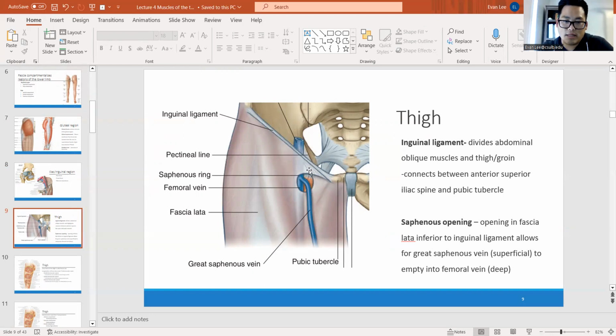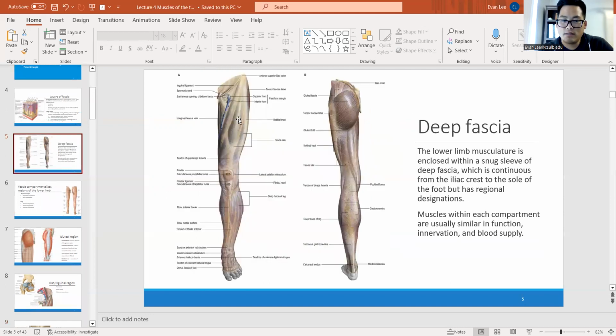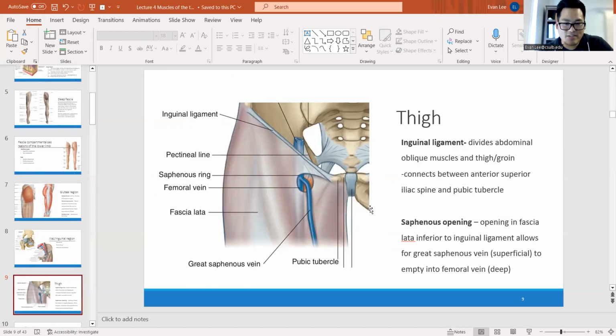And while we're at it, you can see there's a small opening called the saphenous opening, right underneath the inguinal ligament, which is where you can see a vein coming out, which we saw earlier, the great saphenous vein. And get used to hearing great saphenous vein because you'll see it quite a few times, because it's going to be found in the thigh, as well as the leg, and then a little bit on the foot too.